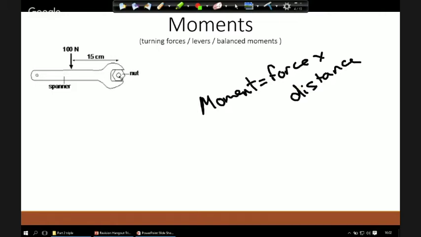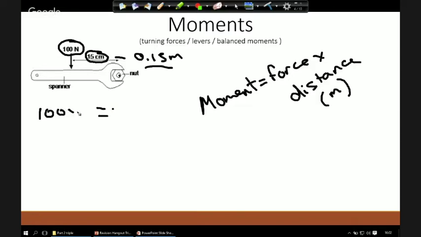So here we have our nut, which can be described as the pivot, and if a hand was operating this spanner to turn the nut, to apply a moment to it, a turning force, well then we would simply do force multiplied by distance, but take care that the unit for distance is meters. So my 15 centimeters would become 0.15 meters. Okay, so I'd simply times my 100 newtons by my 0.15.